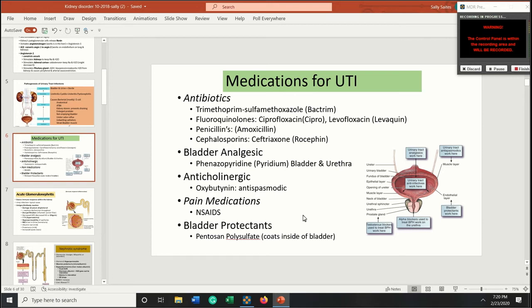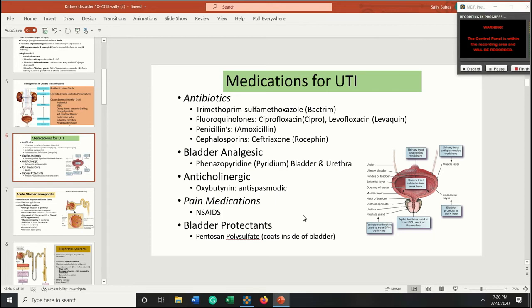Anticholinergics such as oxybutynin, this decreases spasms. We need to take extra precaution with this medication, though, due to its side effects, which we will discuss later. Pain medications such as NSAIDs, that's good for decreasing the inflammation of the UTI as well as for pain. And lastly, bladder protectants such as pentosan polysulfate, which coats the inside of the bladder, decreasing irritation.